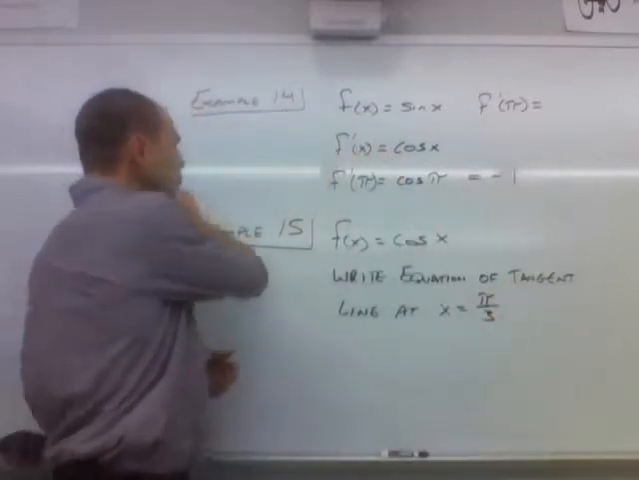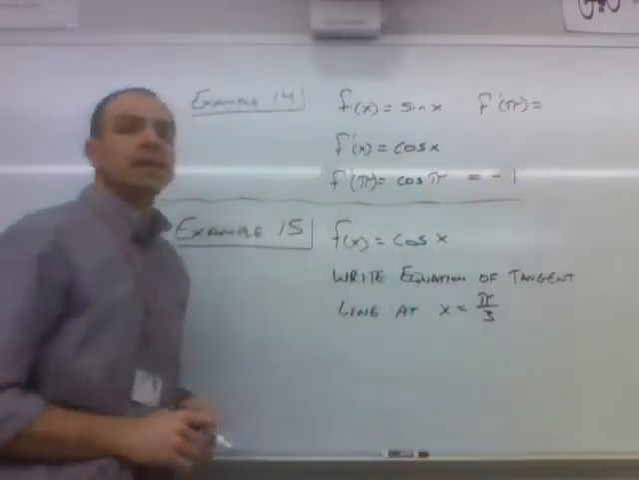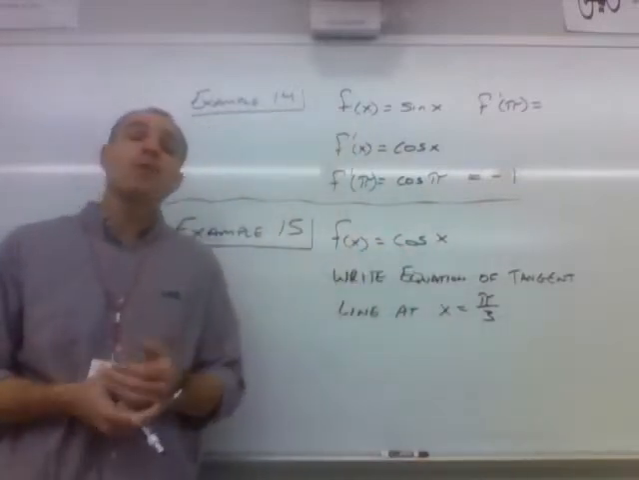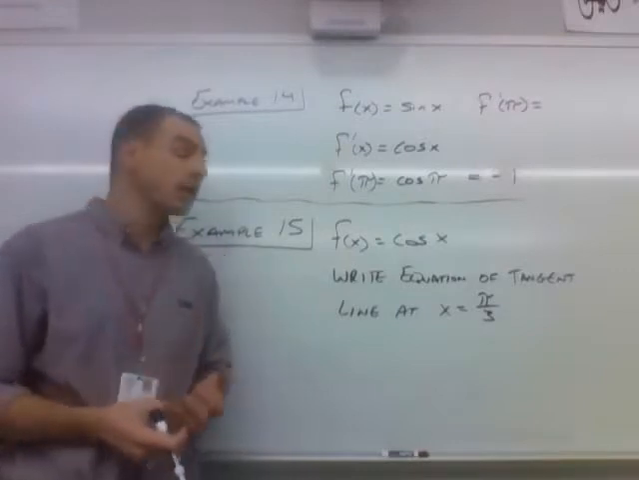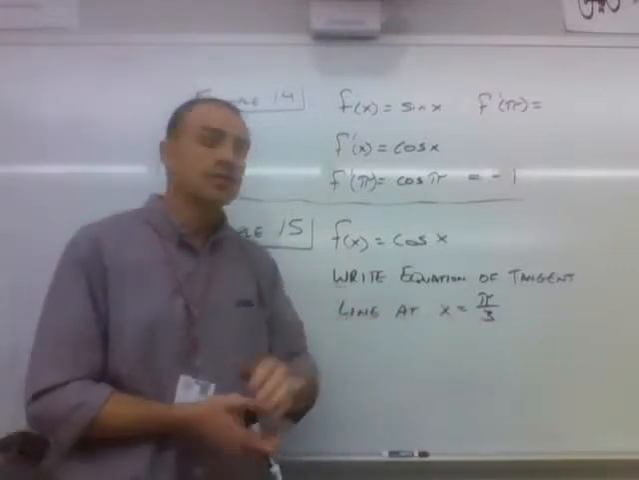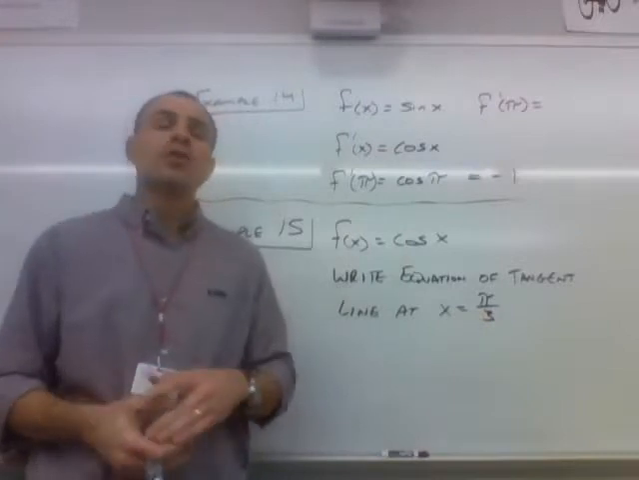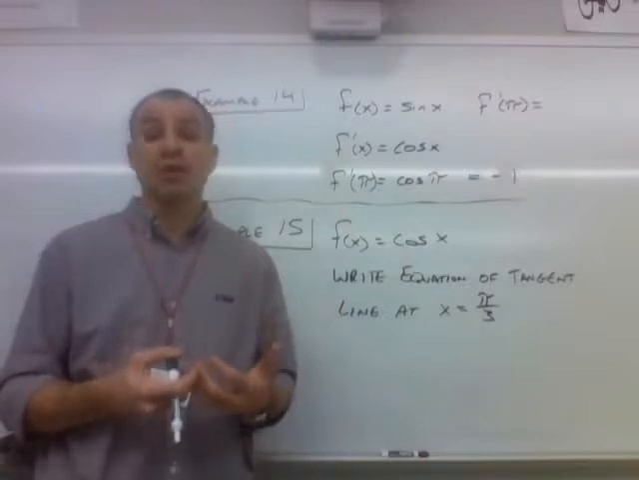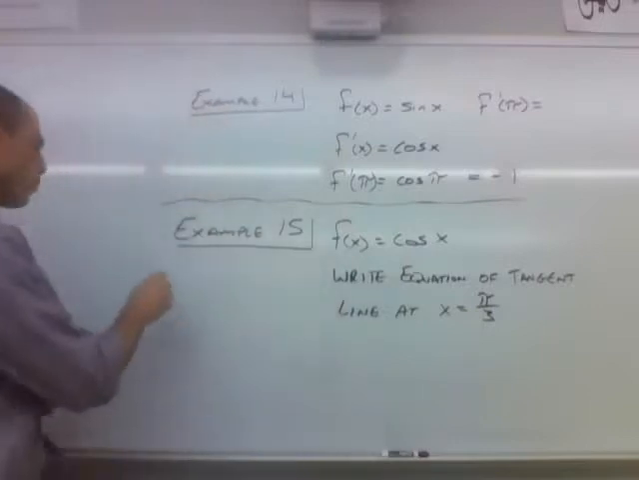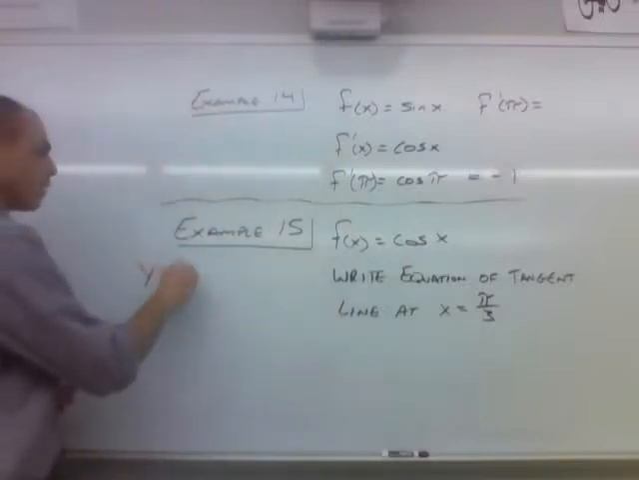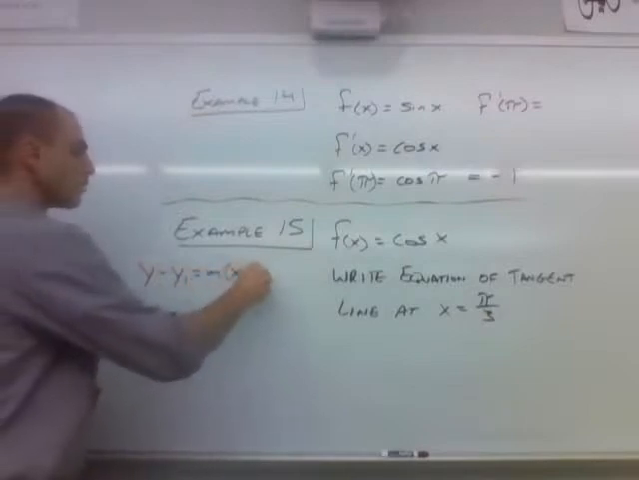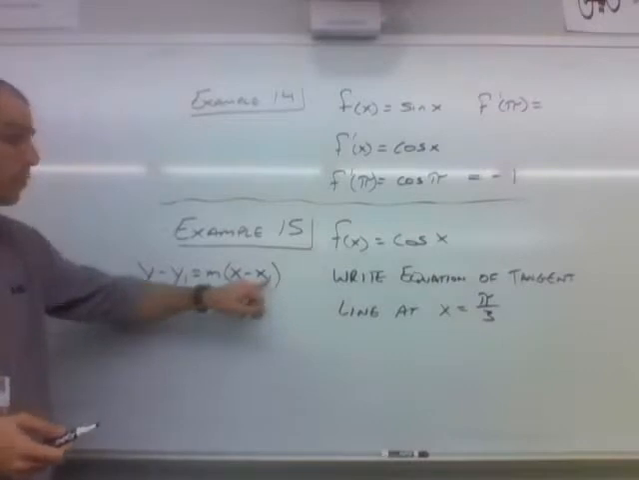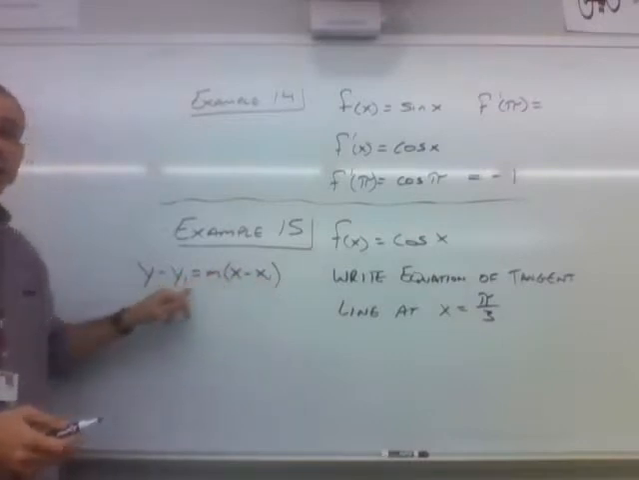Okay. Just beneath that, you see example number 15. Example number 15, we're given that f of x is equal to the cosine of x, and we want to write the equation of the tangent line at the point where x is equal to pi over 3. So we know from previous lessons that when we're trying to write an equation, we want to use point-slope form. All right, so hopefully you remember point-slope form. y minus y1 equals m times x minus x1. Okay, that's our point-slope form. And we have to plug in for x1, y1, and m.